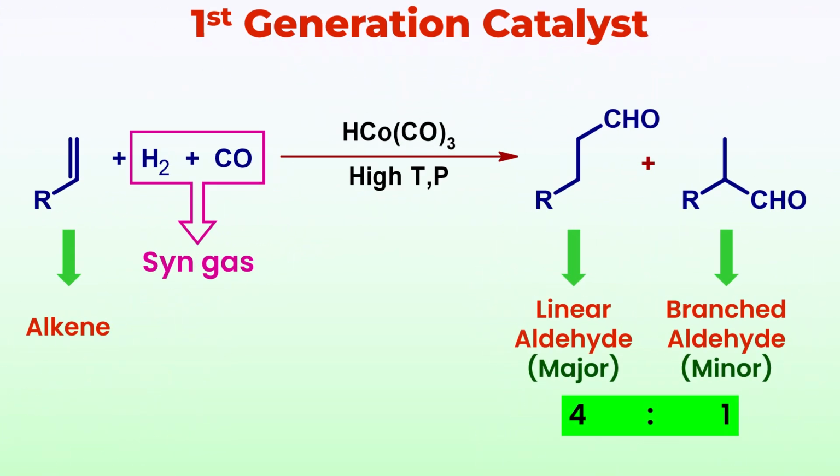The cobalt-based catalysts are first-generation hydroformylation catalysts that operate under high pressures and temperatures and exhibit moderate regioselectivity, typically producing linear and branched aldehydes in a ratio of about 4:1.